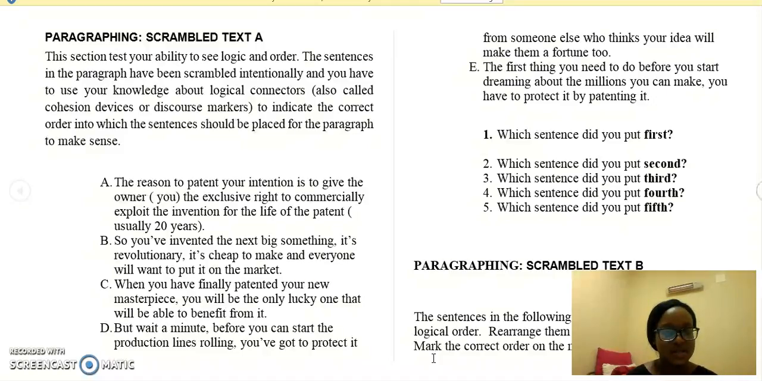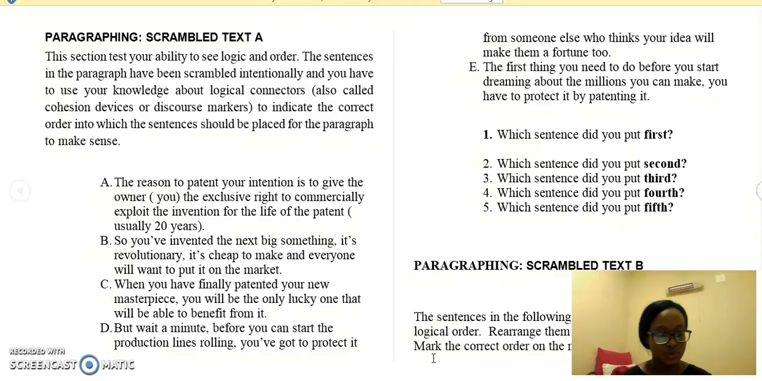D. But wait a minute. Before you can start the production lines rolling, you've got to protect it from someone else who thinks your idea will make them a fortune too. E. Okay. The first thing you need to do before you start dreaming about the millions you can make, you have to protect it by patenting it.